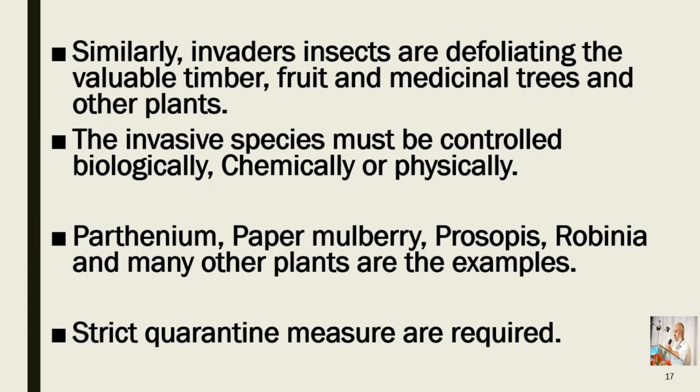Similarly, invader insects are defoliating the valuable timber, fruits, medicinal trees, and other plants. Invasive species must be controlled biologically, chemically, or physically, whatever the means you use. Parthenium, paper mulberry, prosopis, robinia, and many other plants are the example. Strict quarantine measures are required for this purpose.